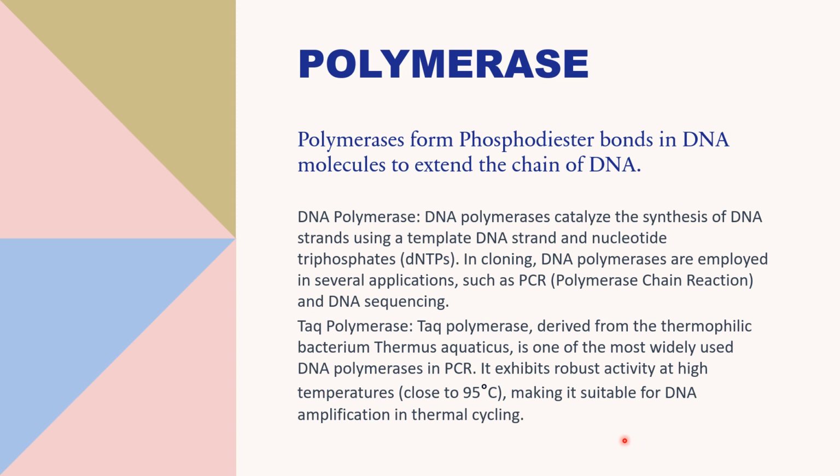We have Taq polymerase, which is derived from the thermophilic bacterium Thermus aquaticus. This Taq polymerase can resist temperatures close to 95 degrees, and we have the DNA polymerase in E. coli which can resist up to 40 degrees, and also the thermally stable E. coli polymerase can resist up to 75 degrees.